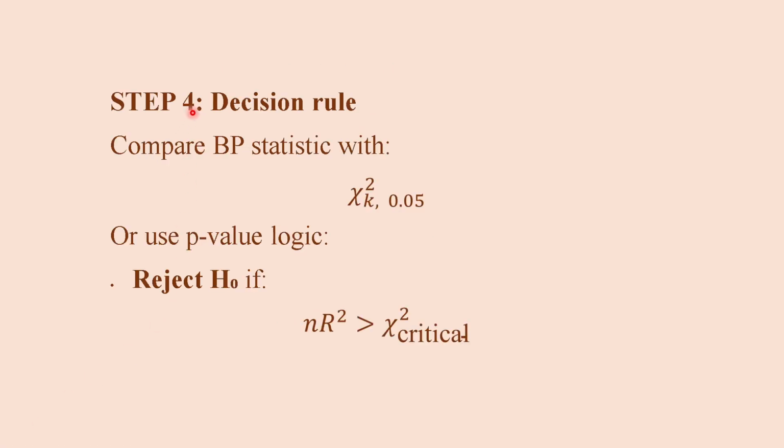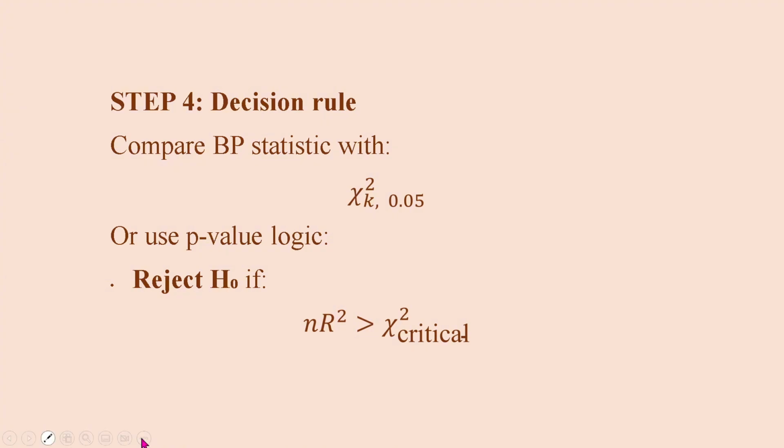Then step 4, decision. We compare the BP statistic with the chi-squared critical value with k degrees of freedom at the 0.05 significance level. We reject H-null if the BP statistic, which is n times R-squared, is greater than the chi-squared critical value.